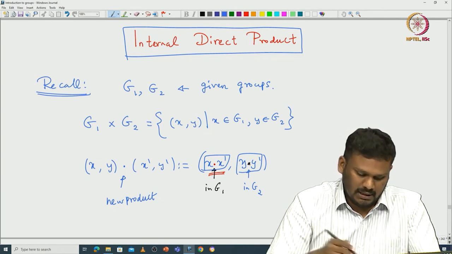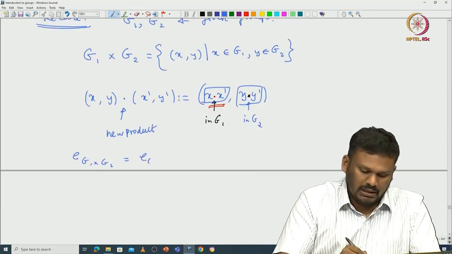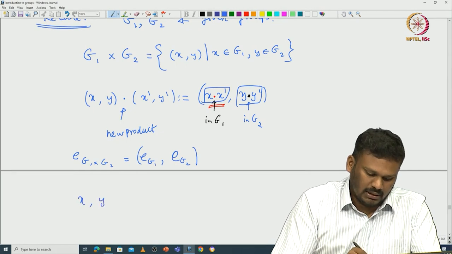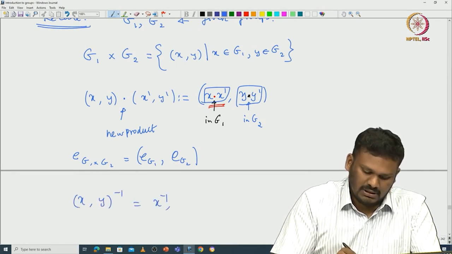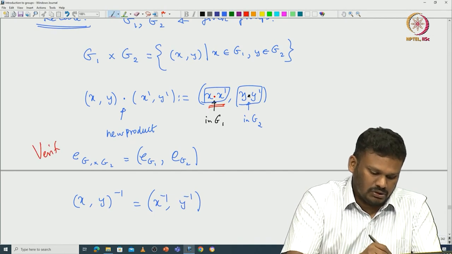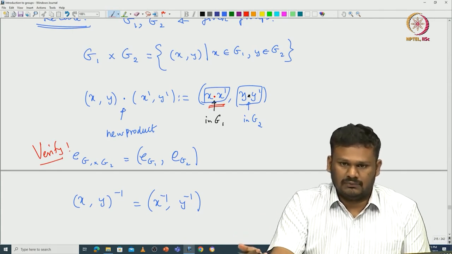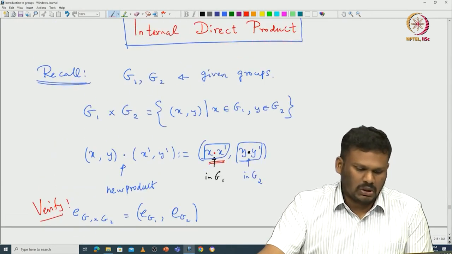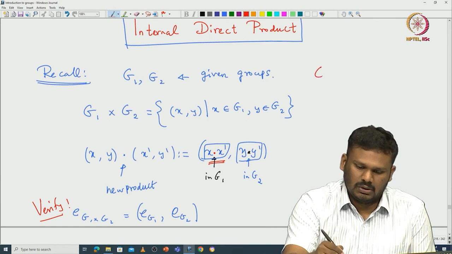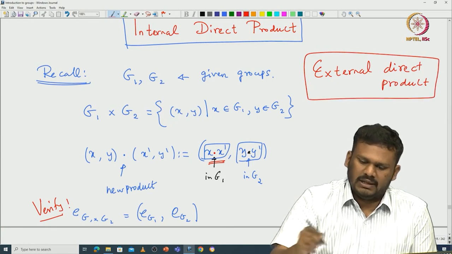The identity element of this G1 cross G2 is exactly equal to (identity element of G1, identity element of G2). And if you take any (x, y), then the inverse will be just (x inverse inside G1, y inverse inside G2). I already asked you to verify these things, so you can double check. And the associative law comes for free from the associative laws of G1 and G2. So this is called the external direct product.